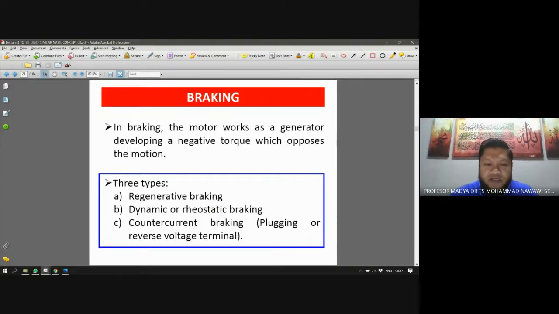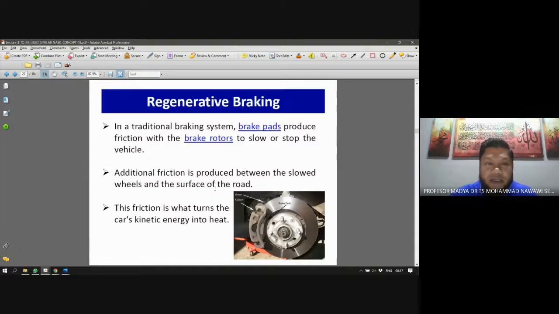We have three types of braking. The first one is known as regenerative braking. The second one is dynamic or rheostatic braking. And finally, you have counter current braking. There are two techniques in counter current braking: one is plugging, the other one is reverse voltage terminal. Right, regenerative braking.